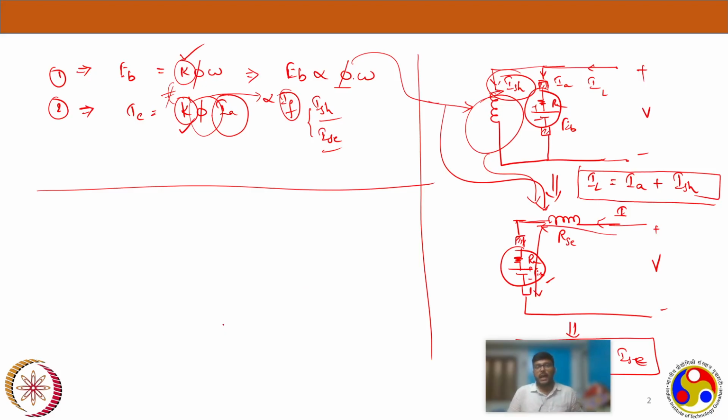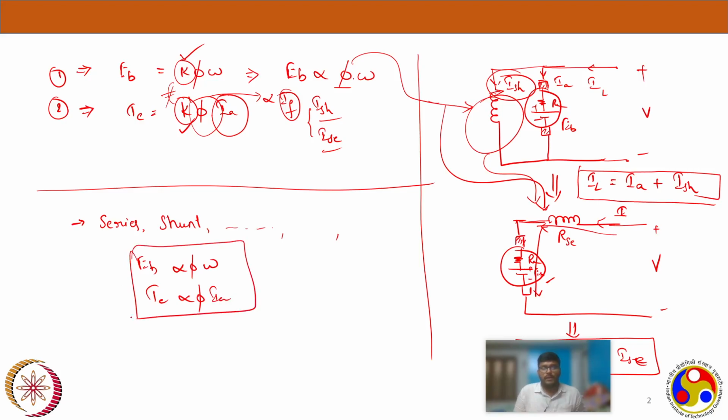Whether it is a series motor, shunt motor, separately excited motor, or compound motor, whatever it is, EB is proportional to phi omega and TE is proportional to phi IA. So these equations always hold.